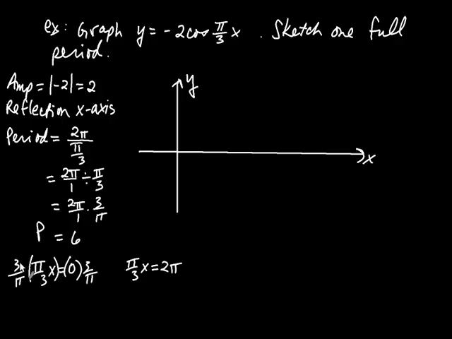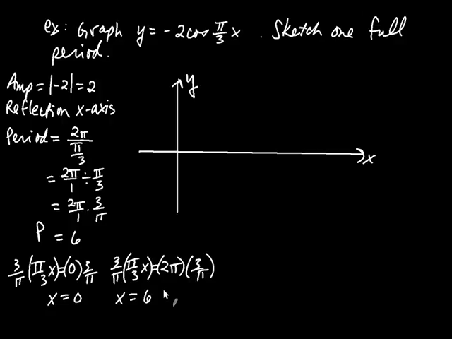And here, these cancel, right? That's the whole point. And you get x is equal to 0. And likewise, 3 over pi, and the pi's cancel and you get 6. So x is equal to 6.